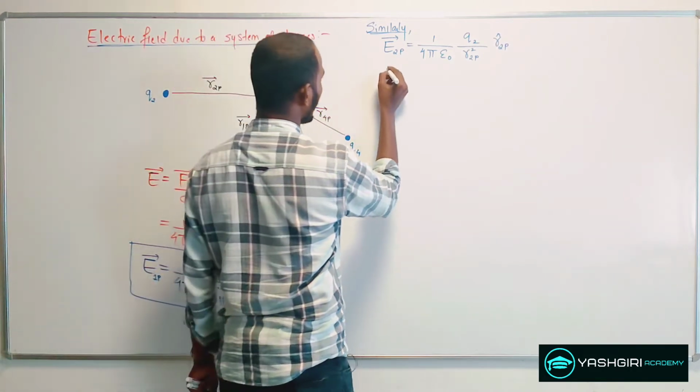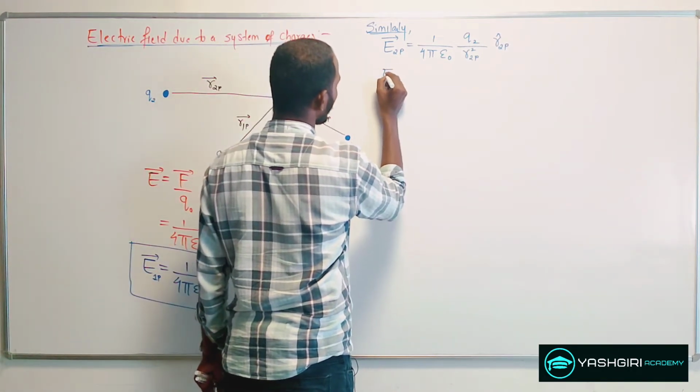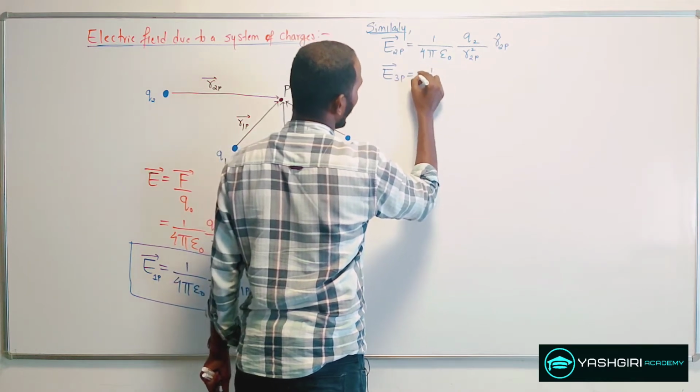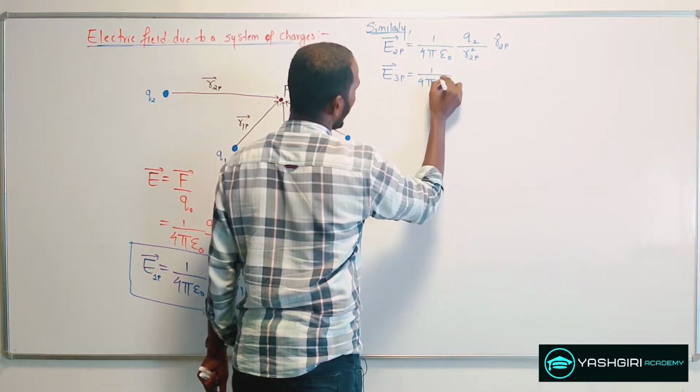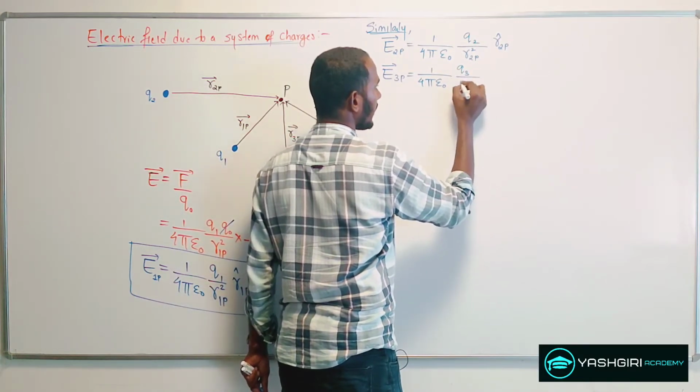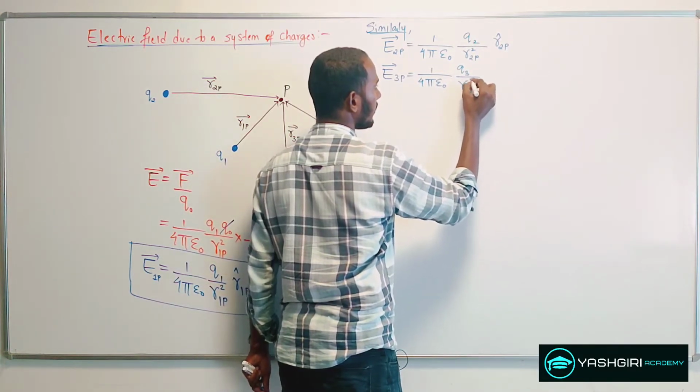In the same way you can get it for your vector E3P, which is 1 upon 4 pi epsilon naught into the source charge divided by the distance between them.